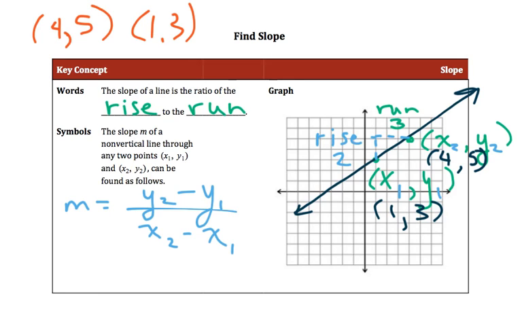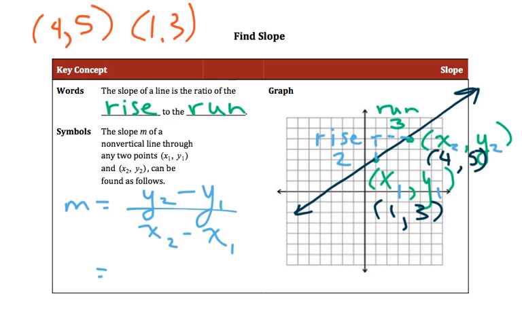And it's very, very important that if you begin here and compare it to this value, you also have to keep the same order. If you switch the order by accident, that means you will end up with a negative slope when it's supposed to be positive, or a positive slope when it's supposed to be negative.